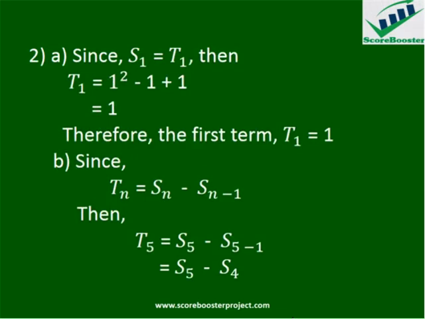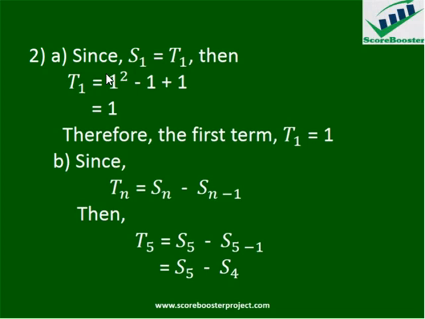Now we move to the second question. Question 2. We are given the formula for the sum of a particular sequence. So from that formula for the sum of this particular sequence, we are asked to obtain the first term, the 5th term, and the 12th term.